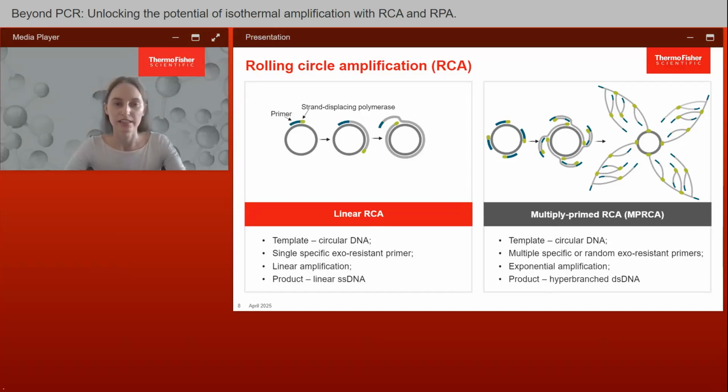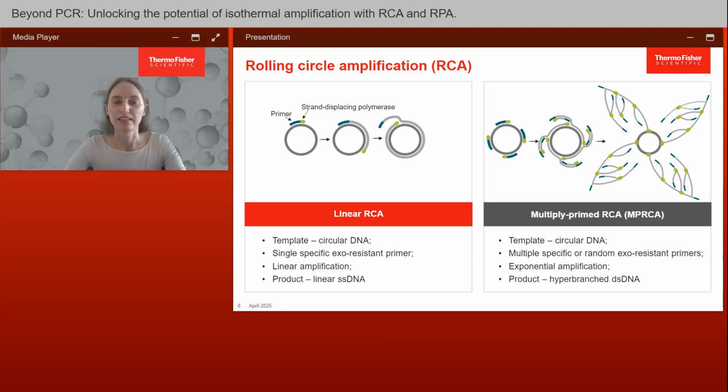So in linear RCA, we use a single specific primer, and the design of this primer follows typical PCR primer design guidelines. So you should avoid secondary structures, homopolymer stretches and repeats. But additionally, as DNA polymerases used in these kinds of reactions have strong exonuclease activity, your primer should be exonuclease resistant, with at least 2 phosphorothioate bonds to prevent degradation.